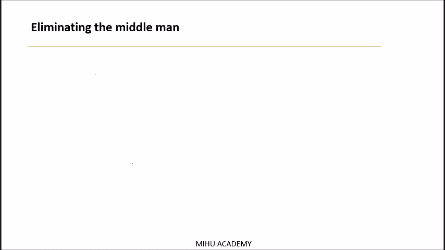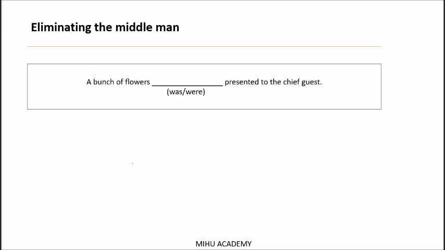So the first rule in subject-verb agreement is eliminating the middleman. To understand this concept, let us look at a few examples. Coming to the first example, a bunch of flowers dash presented to the chief guest. So what are the nouns in this sentence? Otherwise, what are the subjects in this sentence? A bunch and also flowers. We have two subjects here.